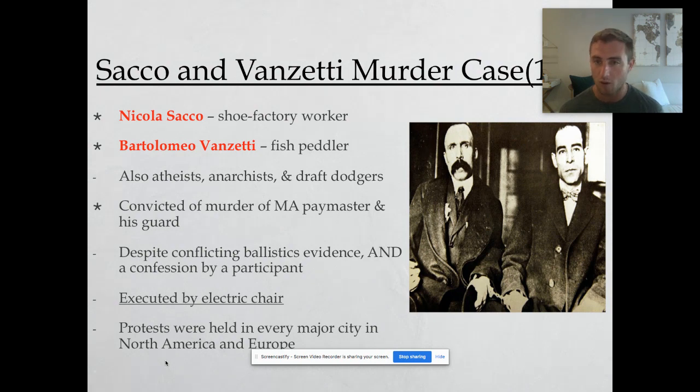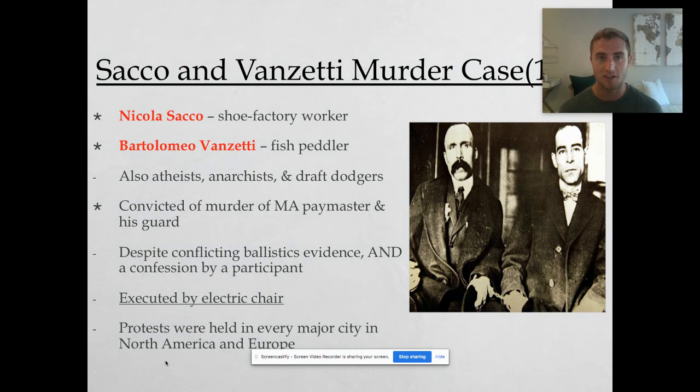And then there was a robbery of a shoe factory. And these two men were accused, and they were put on trial for robbing this factory and killing someone in the process. Well, it turns out that in the investigation, there weren't any hard evidence against these two. And in fact, there was an actual sworn testimony, a confession by a participant saying, one, I did it, and two, these two men are not guilty. Regardless, they're found guilty anyway, despite conflicting ballistic evidence, and they are executed 7 years later by electric chair.